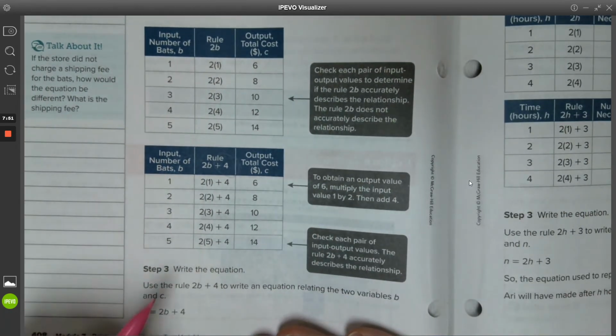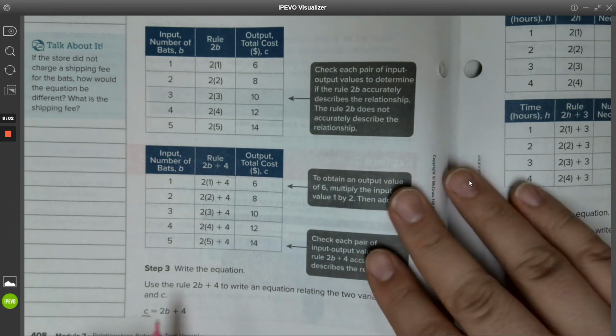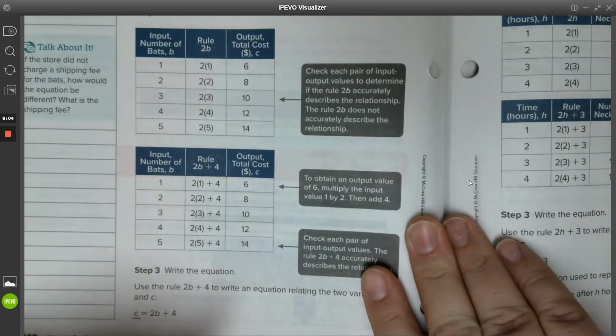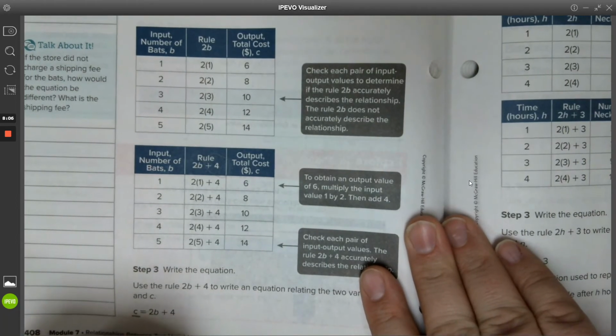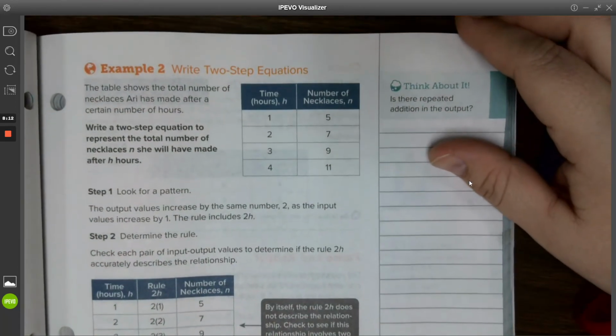So if we're writing our equation for that, we're going to start with our dependent variable. The cost equals 2 times B, the number of bats, plus 4, which was our shipping fee. Okay, we're able to check that throughout all of these, and it works. Okay, it all works. So let's go ahead to example 2 on page 409.